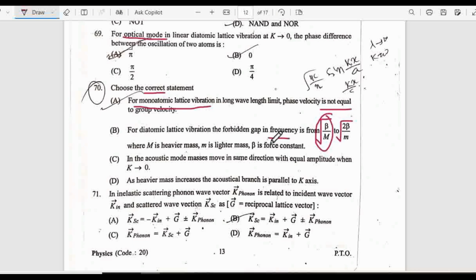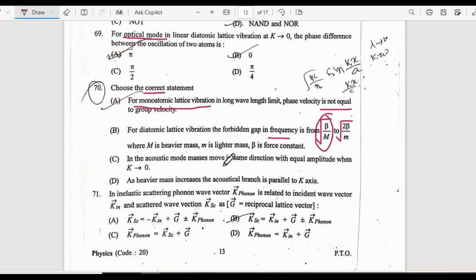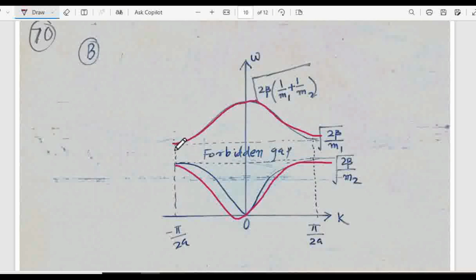But besides that, if you see the actual solution, this is the diagram. This is for optical and this is for acoustic. It is asked to find the forbidden gap, this gap. What is this gap? It starts from root over 2 beta by m2 and ends at root over 2 beta by m1.